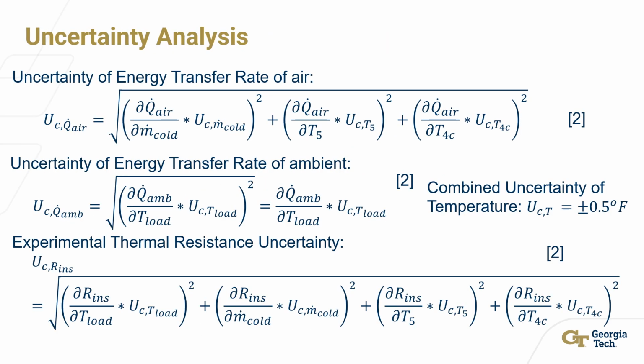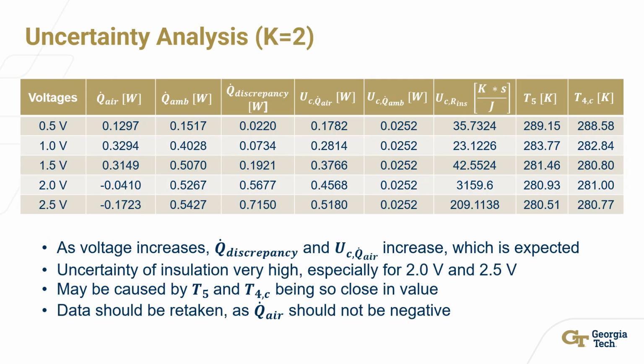To determine whether the energy transfer rates between the ambient and air are the same at steady state, the uncertainties must be known. These are the equations used in the uncertainty analysis. This table shows the uncertainty values of the energy transfer rate of both the air and ambient. It also shows the uncertainty of the experimental insulation resistance and the discrepancy between the energy transfer rates.